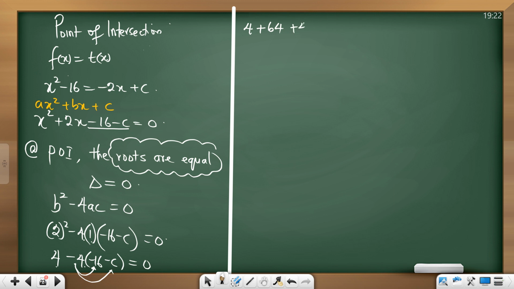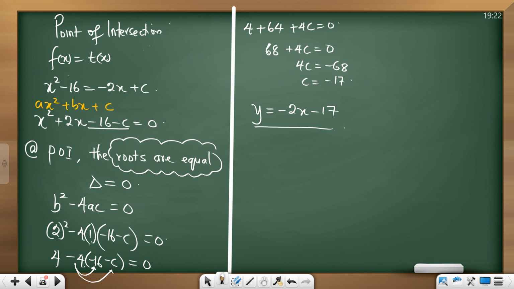Plus 4c equals to what? 0. What is this? 68, right? Plus 4c. 4c equals to what? Negative 68. What is c? Negative 17. Oh, we're done. The equation already, because it was c that was disturbed. So what do we have? Equation of the tangent: y equals to... Done. This is what a grade 11 learner will do.